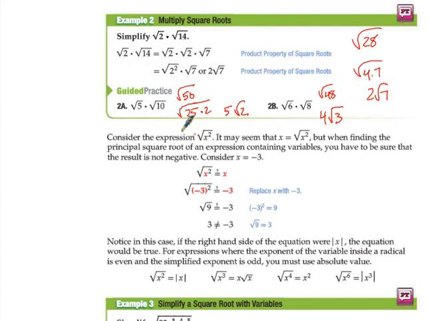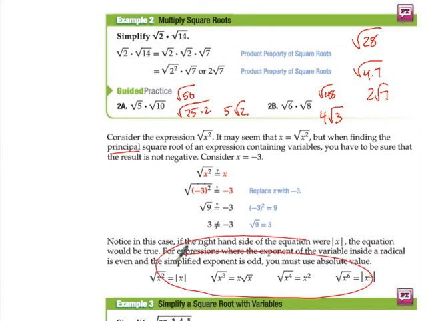Okay. Consider this expression here, square root of x squared. It may seem that x equals the square root of x squared, but when finding the principal square root of an expression containing variables, you have to be sure that the result is non-negative. So for example, negative 3. The square root of negative 3 squared is not necessarily negative 3. All we're showing you here is that it matters.